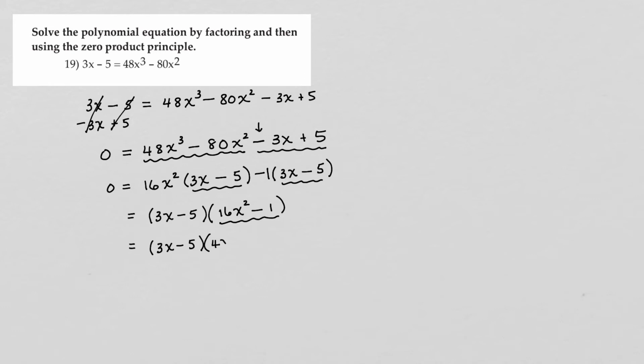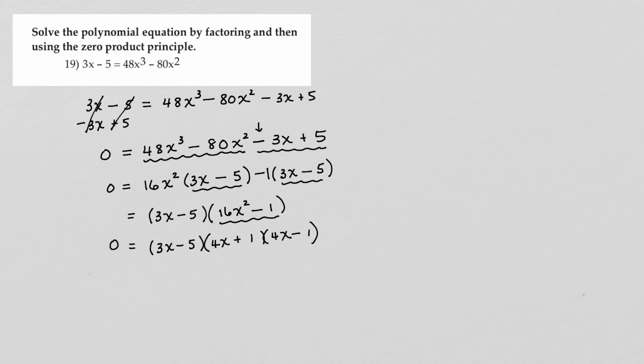16 breaks up into 4x and 4x. So 16x squared breaks up into 4x and 4x. And the 1 breaks up into 1 and 1. And I have a plus and a minus because that was the difference of two squares.